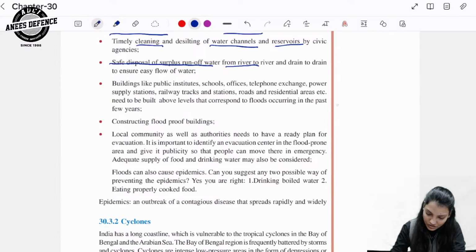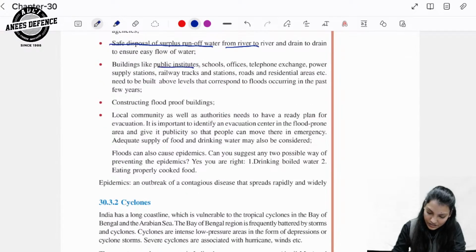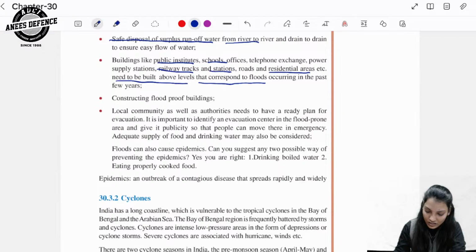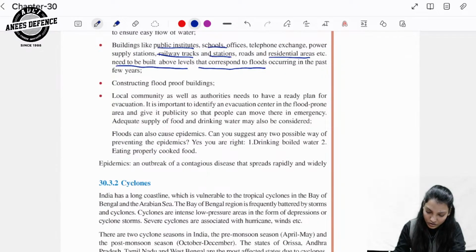Now, building public institutions, schools, railway tracks, stations, roads, etc. need to be built above the level that corresponds to flood. So we need to have all these structures above that level, so they should not come in contact with the flood water.